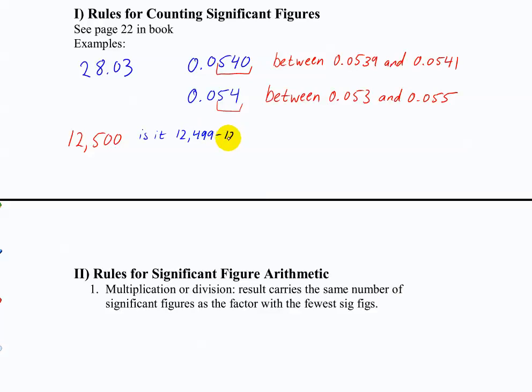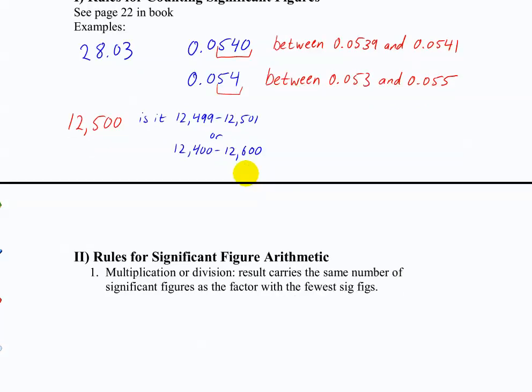So is this our range, 12,499 to 12,501, or 12,400 to 12,600? Depending on whether those last two zeros are significant, that's going to make a big difference. Or what if only the first four digits, that middle zero, are significant, but the last zero isn't? Again, there's no way to really show that here. So what do we do instead? What's a better way to express this number if we care about being clear about significant figures? Scientific notation.